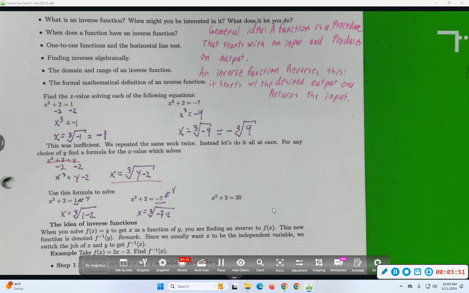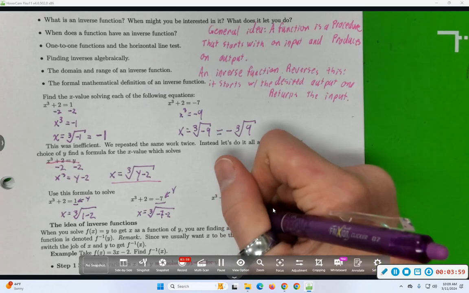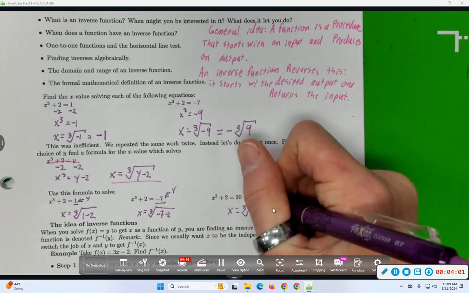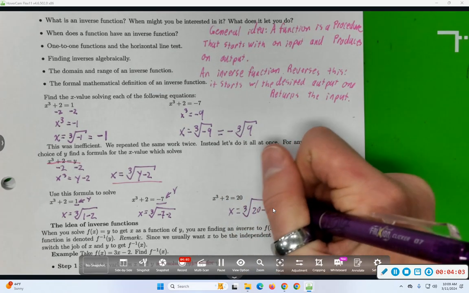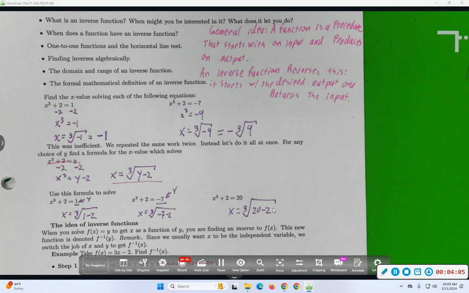If you wanted to solve that final equation, what does its solution look like? Cube root of 18. x equals the cube root of, it is 18, but I'm going to leave it as 20 minus 2, just for the sake of pattern recognition. Neato. That feel okay? So, this is the type of instance when you're interested in finding an inverse function.